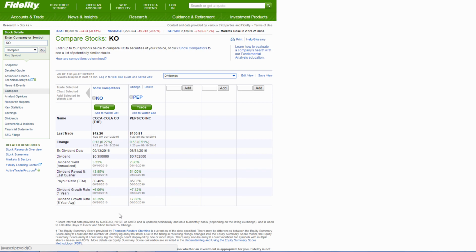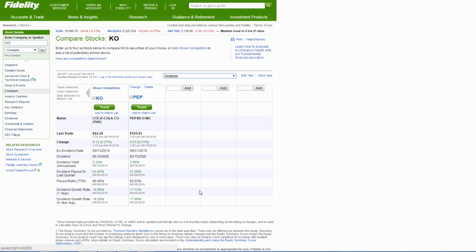How much is the dividend? We're looking for dividend yield and dividend payout ratio. For yield, the higher the number, the better. And here is the dividend yield percentage on an annual basis: Coke 3.32, 2.86 for Pepsi. So Coke will pay us a little bit more per share if we own that company.